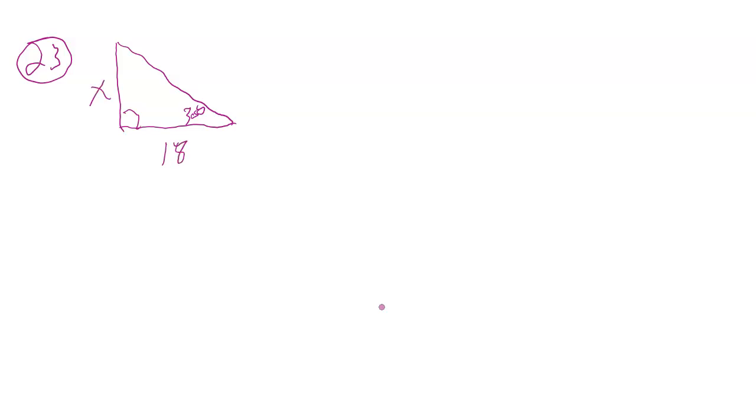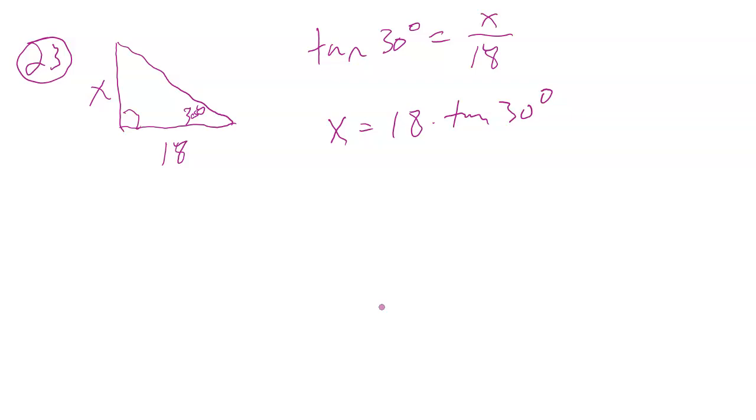And so which trig function uses the opposite and adjacent? That's going to be your tangent. So you're going to say tangent of 30 degrees is equal to opposite, which is x, divided by adjacent, which is 18. So x is equal to 18 times tangent of 30 degrees. Perfect answer. I love this answer. The textbook has an approximate answer of 10.4.